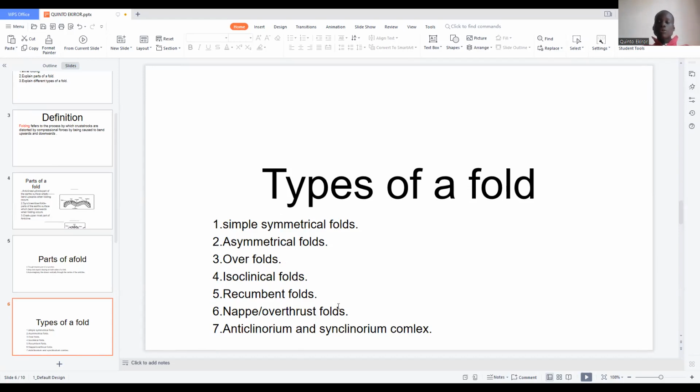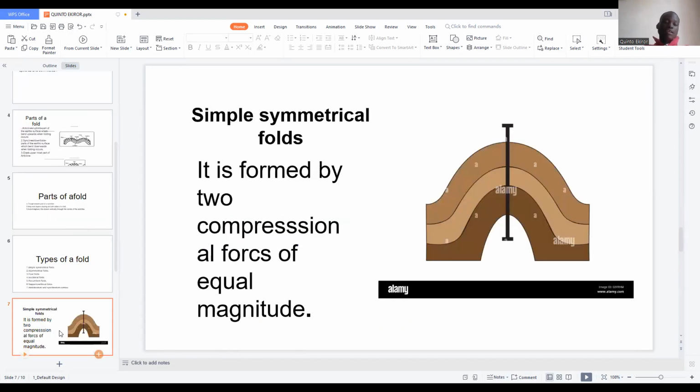Anticlinorium and synclinorium complex. Let's now start looking at them one after the other. Let's start with simple symmetrical folds.